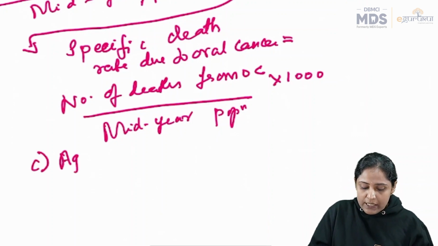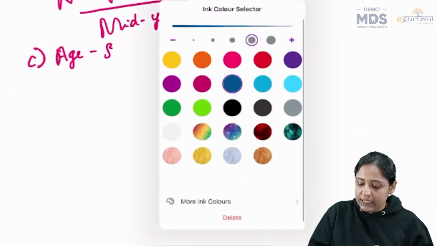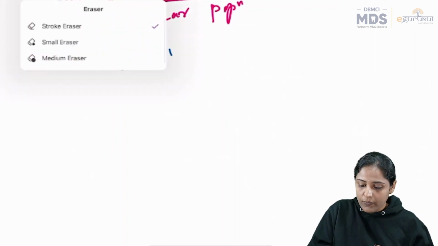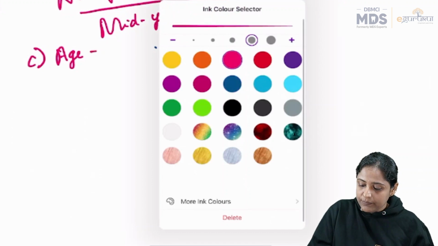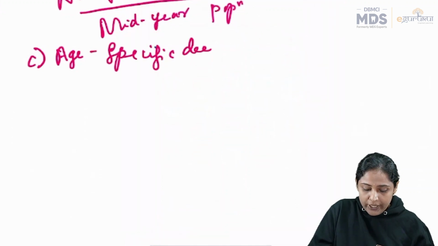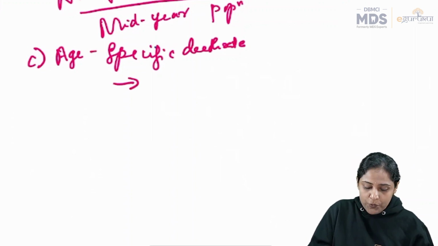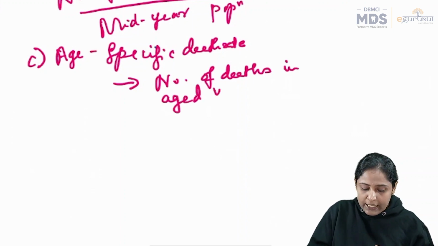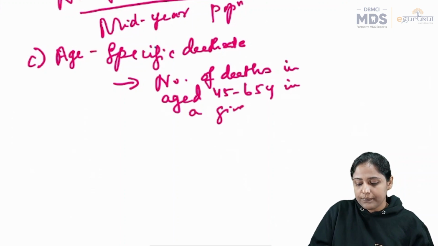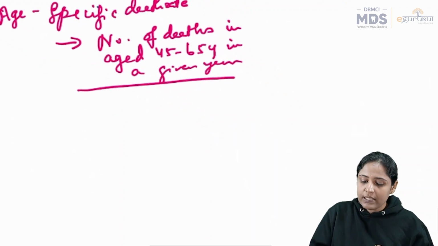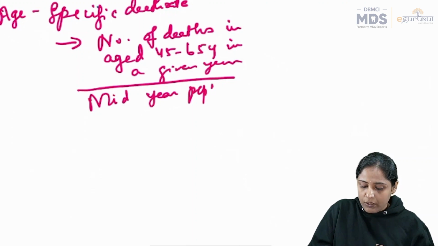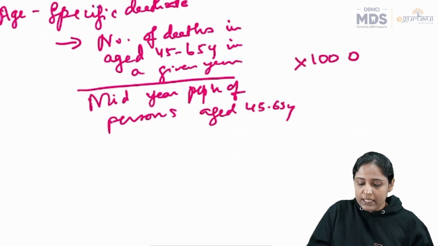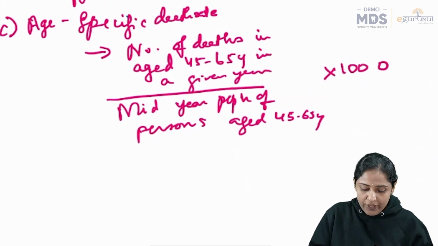Then you have age specific death rate. This is also a type of mortality rate. Age specific death rate is the death rate specific to a given age group. So it is, for example, number of deaths in persons aged 45 to 65 years in a given year by the mid-year population of persons aged 45 to 65 years, into 1000. So this is age specific death rate.